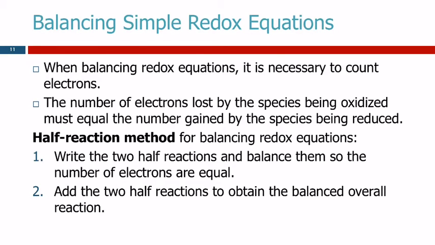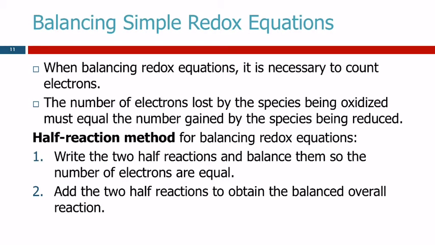When we're balancing redox equations, we have to count electrons. You can have an equation that appears to be balanced because you've got the right number of atoms of each element, but it actually is not in terms of how the electrons are being transferred. And so we're not going to get into why that is or worry about that. We're just going to look at how we do it. It's important that the number of electrons lost by the species being oxidized are equal to the number being gained by the species being reduced.